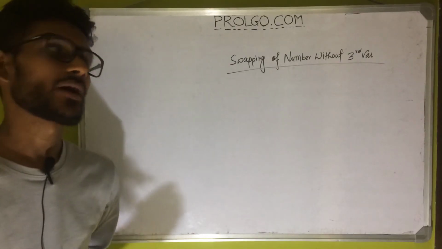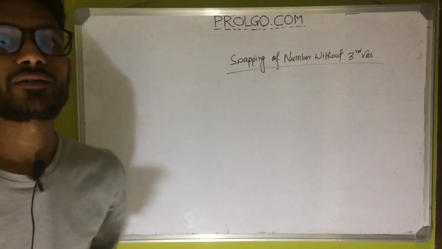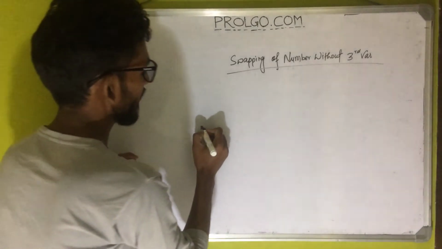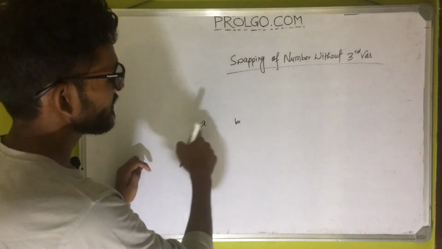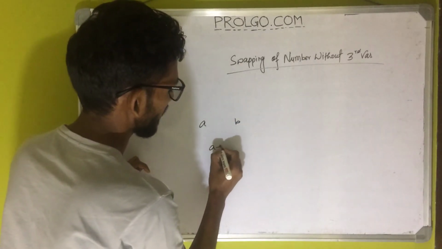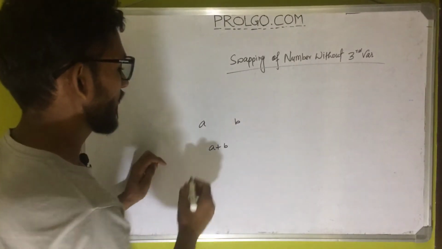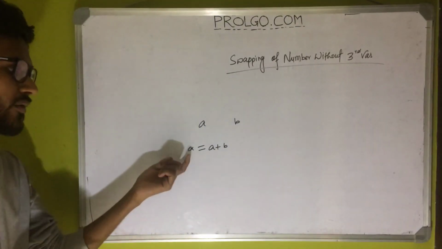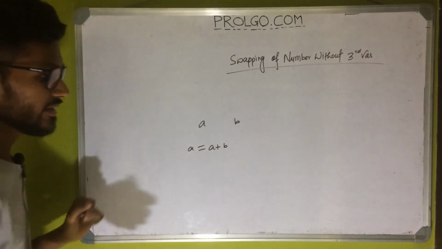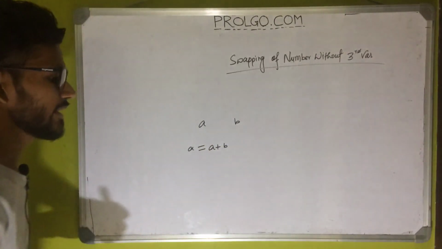Let's see how to swap the numbers without using a third variable. So we have two variables, a and b. What we will do is first add both the numbers, a plus b, and put the result inside a. So now a contains a plus b. This is our first statement.